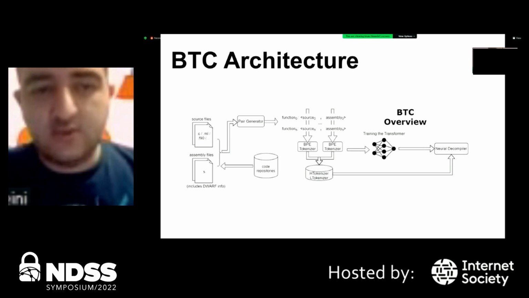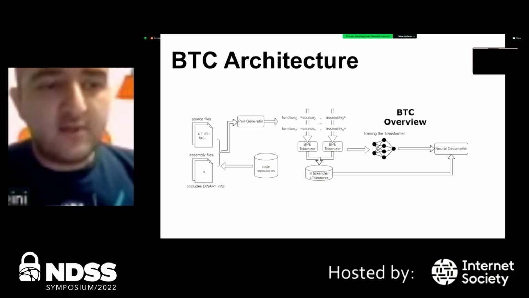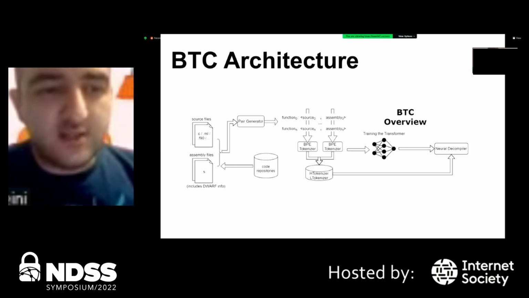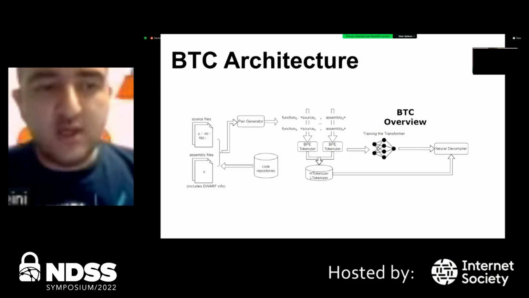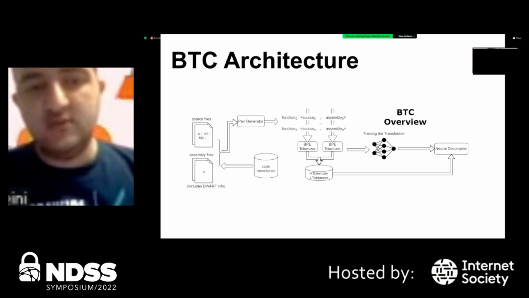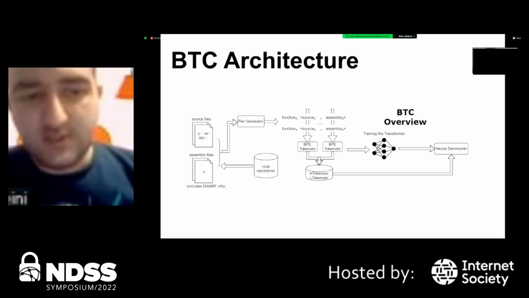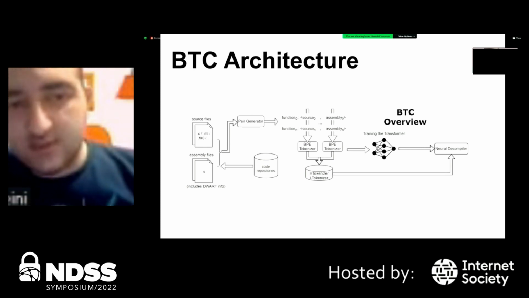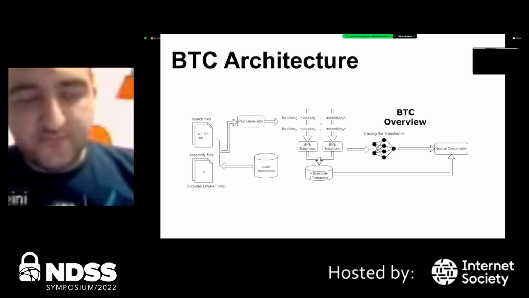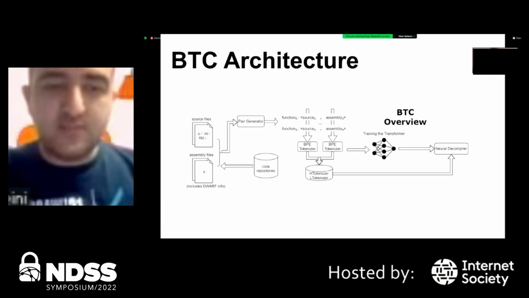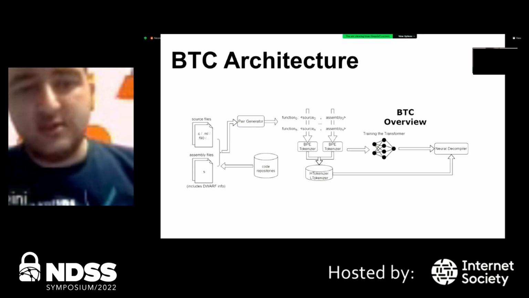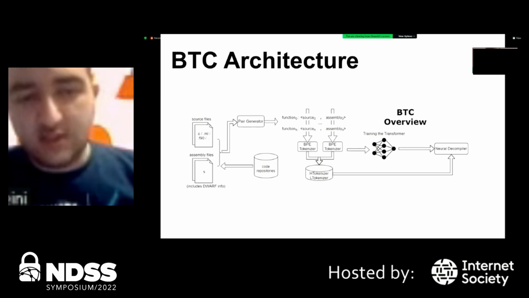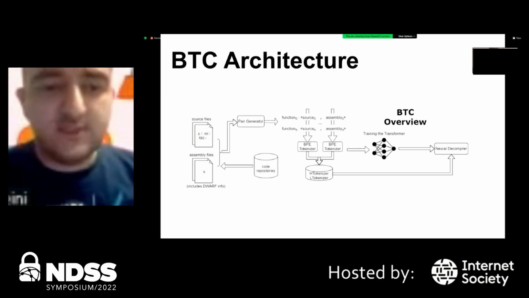So we train a separate model for each language. After having some source files and assembly files, we have a pair generator that just matches up functions. For each function, we get a pair, which includes the source representation of that function and the assembly representation of that function. And then we train two separate tokenizers: one on the source representations, and one for the assembly side.